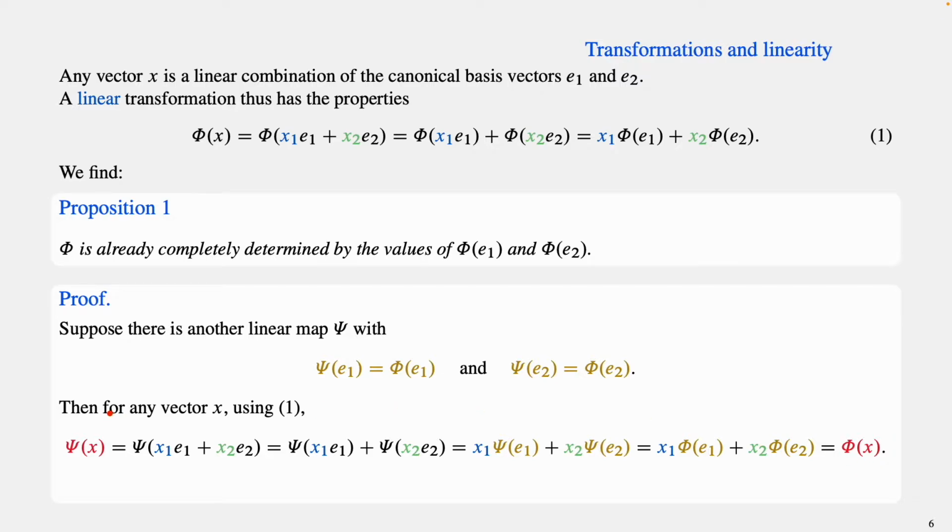So what I've shown is that for any input vector x, psi of x equals phi of x if they coincide on these two canonical basis vectors e1 and e2. So phi and psi coincide on every x, hence these two maps are identical. And this is what I mean when I say phi is already completely determined by its values on the canonical basis vectors.